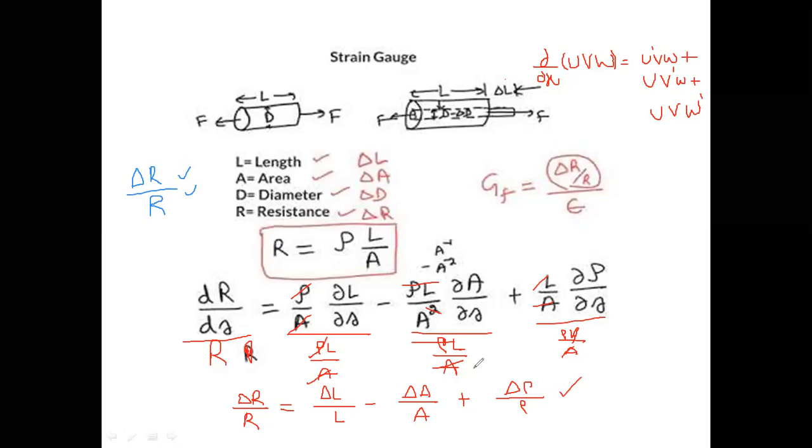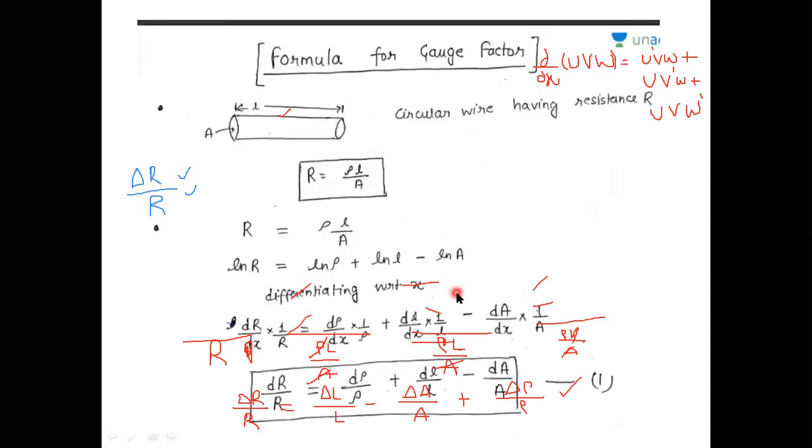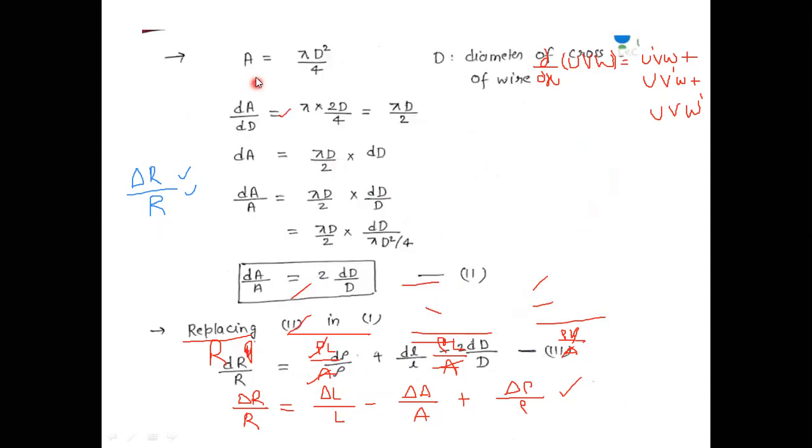And here you are taking it as D, not A, not area. You are taking a diameter here. So diameter, now you want to change diameter into area. You have to change diameter into area. So I am taking this now. Area equal to pi by 4 d square. This is the formula. Pi by 4 into d square.